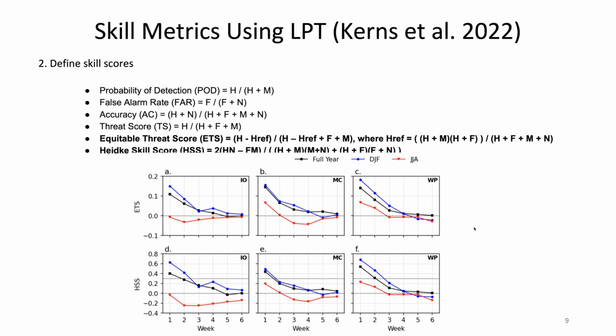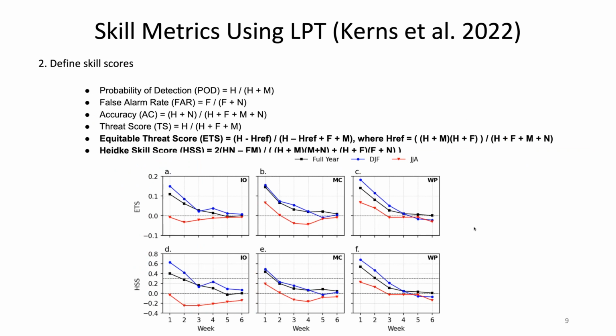And immediately, the first thing you can see is that using these 2 scores, CFS does not have any skill in JJA in terms of predicting MJO precipitation. You see the red line is pretty much 0 or negative after week 1. When it's negative, that means your forecast is even worse than random selection.